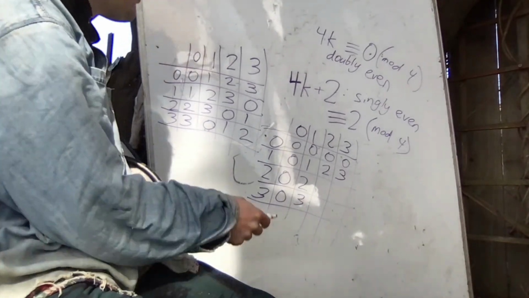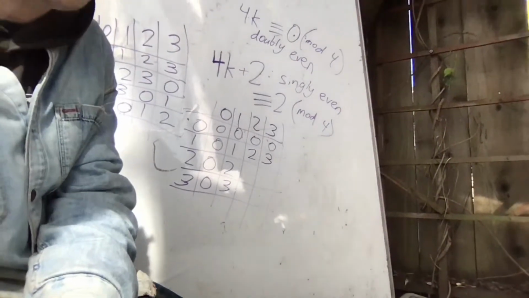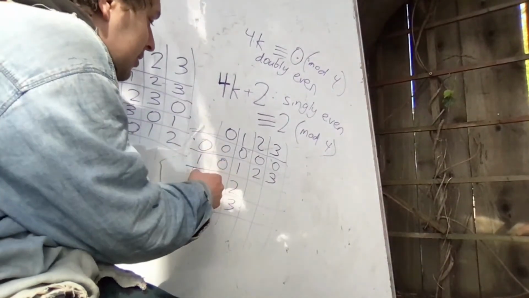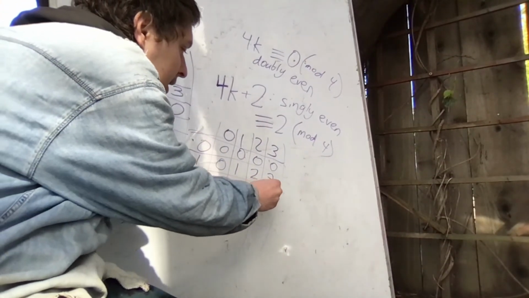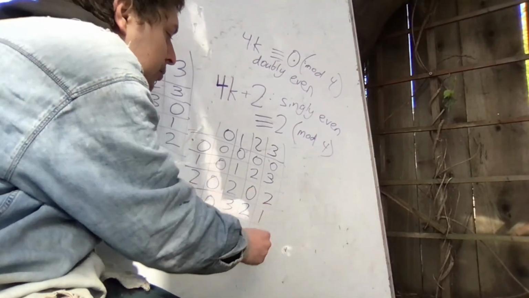So, with our multiplication table, we can see that 2 times those alternates, and 3 times 3 would be 9. In that mod, it's 1.